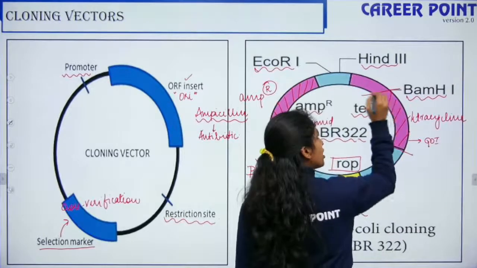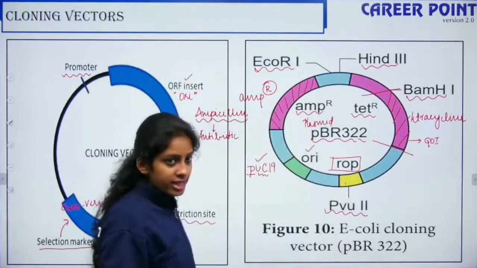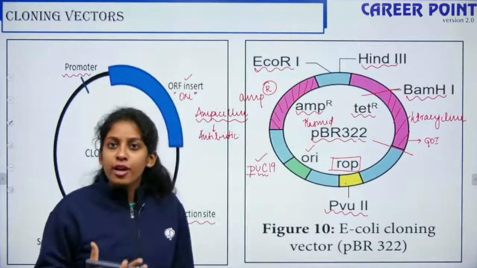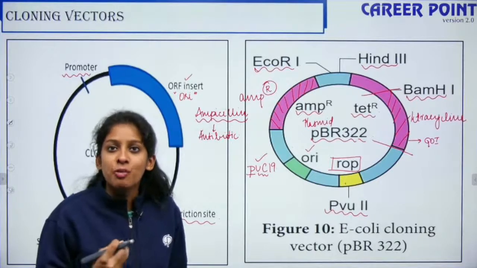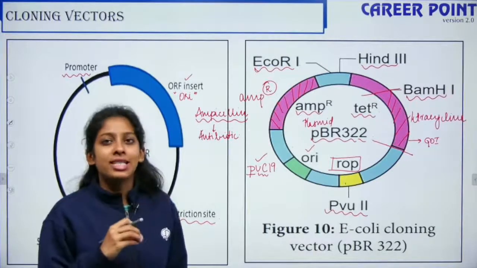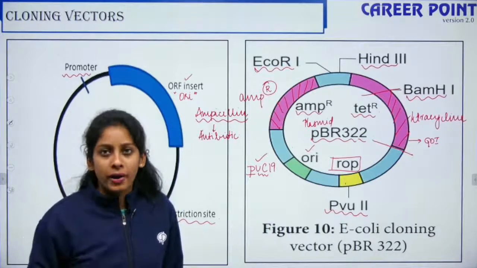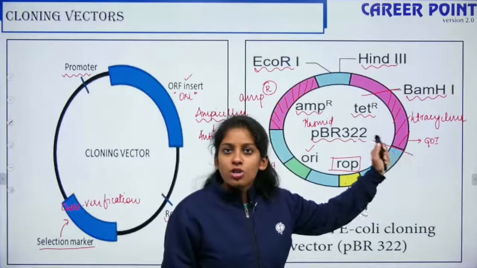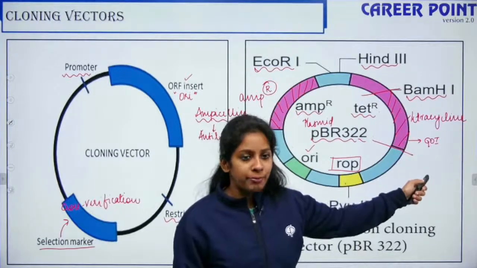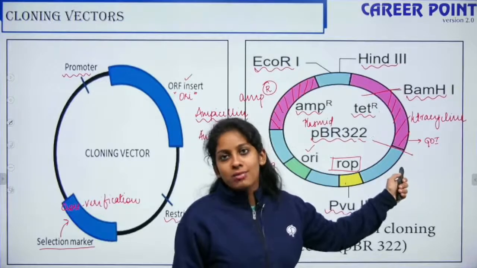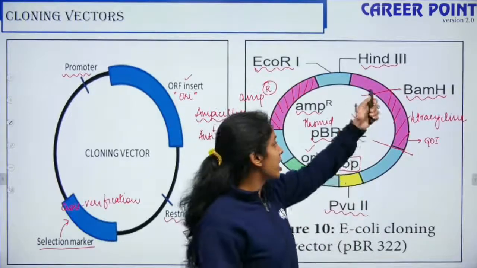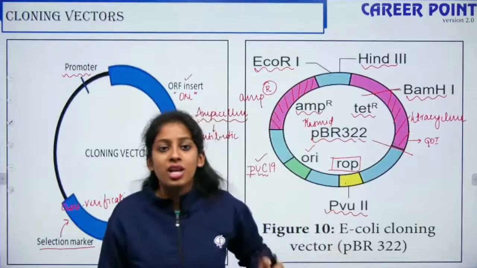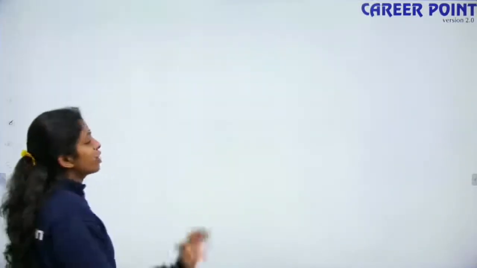So my TET gene is lost, right? Now if I have to cross verify if my gene of interest has properly fitted into my plasmid, I will grow the bacteria in a tetracycline medium and check. If the bacteria survives, it means it has this TET gene, which means ligation has not happened. But if my bacteria and the plasmid dies in tetracycline because it does not have this resistance gene, I am very sure that yes, ligation has happened. So this is how we cross verify.